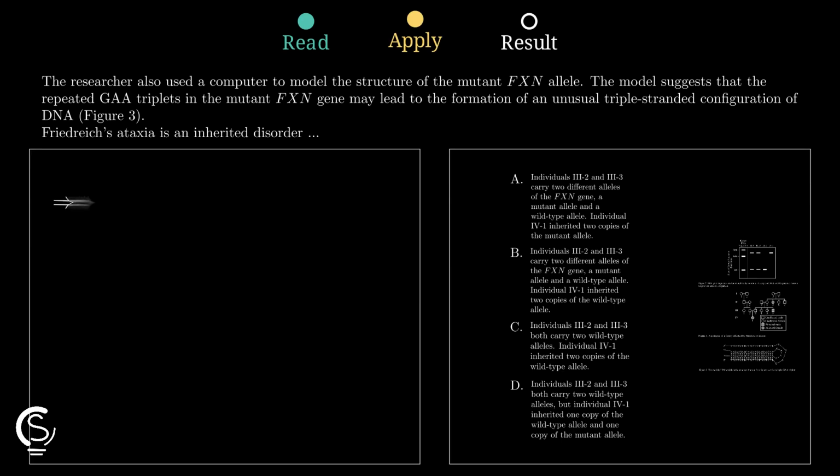Now use size. The mutant FXN allele has many extra GAA repeats, so its PCR product is larger and travels less on the gel, while wild type runs farther.